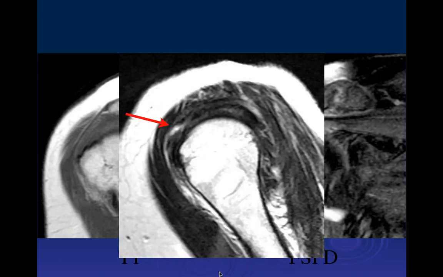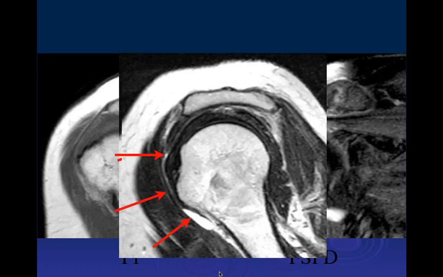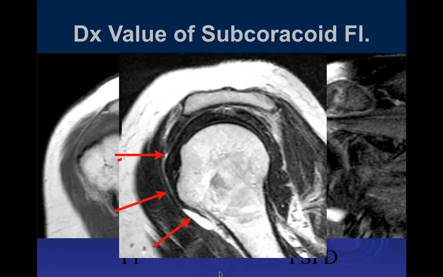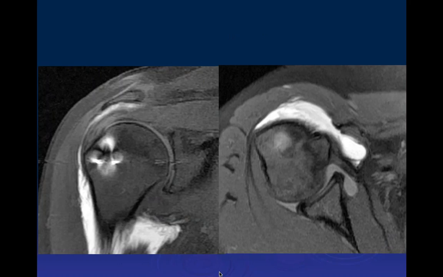So again, that's a very small tear, and you can actually follow the fluid out, if you look carefully, coming all the way down into the subcoracoid bursa. So this was another tear of the anterior insertion of the supraspinatus. Okay, Jeff, what do you think of this case?